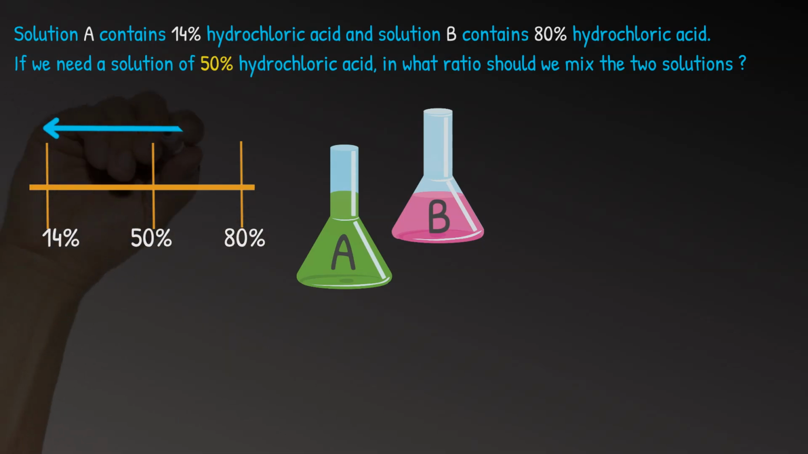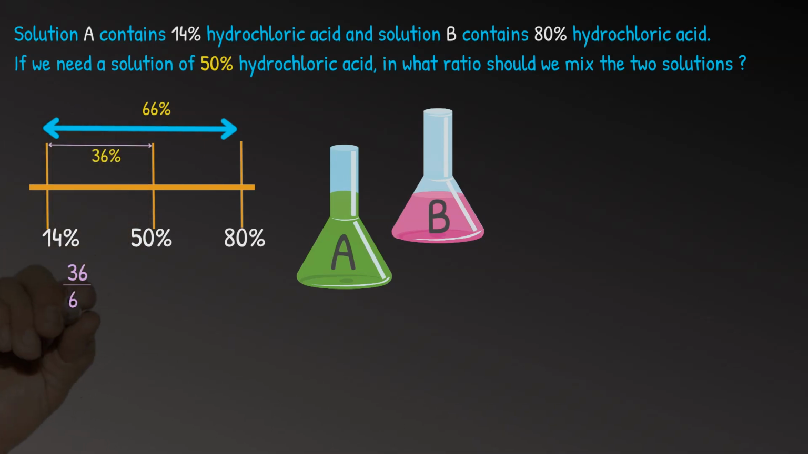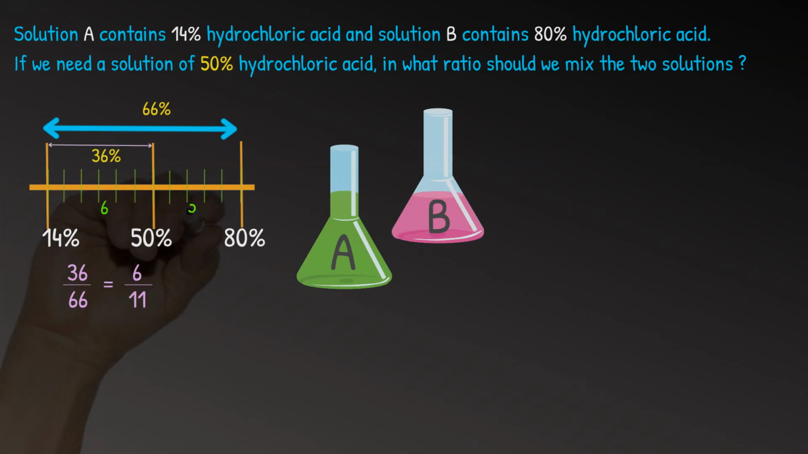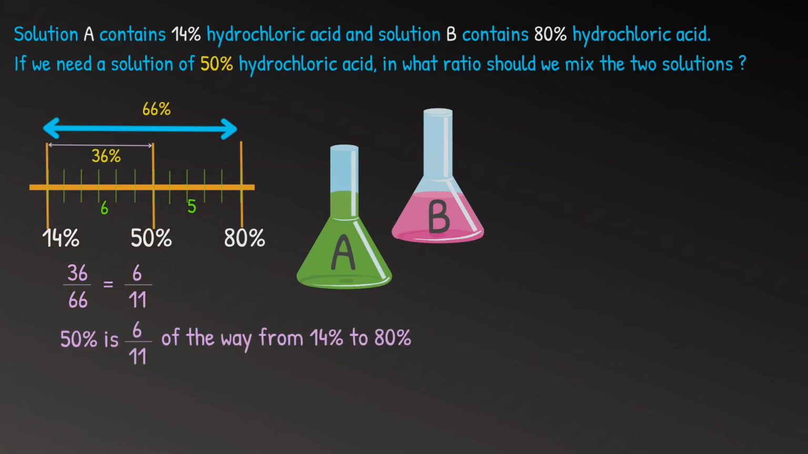see that between the lowest percentage and the highest percentage we have 66%, and between 14% and 50% we have 36%. Now 36 divided by 66 gives us 6/11ths. So we could split this line up into 11 pieces between 14% and 80%, and there will be 6 divisions between 14% and 50%, and 5 divisions between 50% and 80%. So the ratio of A to B is 5 to 6.